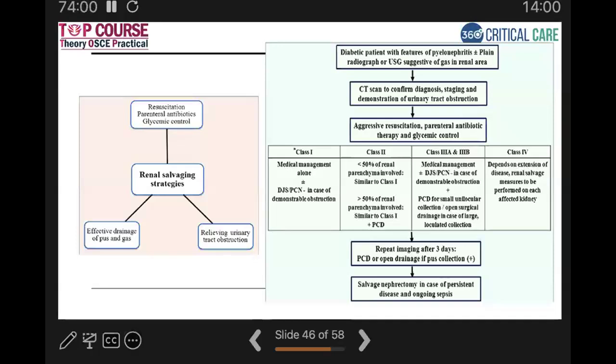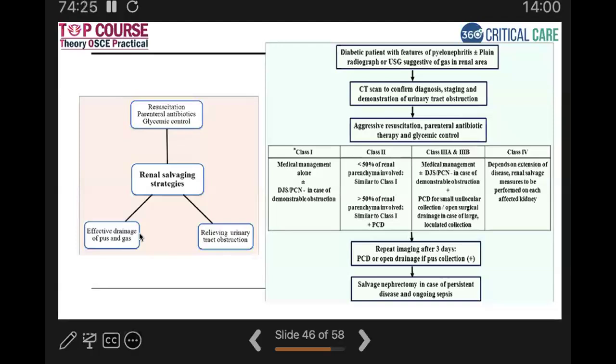Secondly, the local definitive measure. If you find pus, you drain it. If you find any obstruction, you relieve it. This should be the mantra for any pyelonephritis: you find an abscess, you drain it, and you find an obstruction, you relieve it. Along with the general measures, these two are important. Unless you do all three, the patient will not recover, whatever you do.